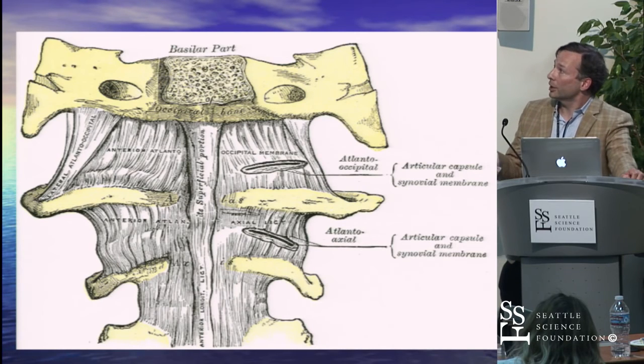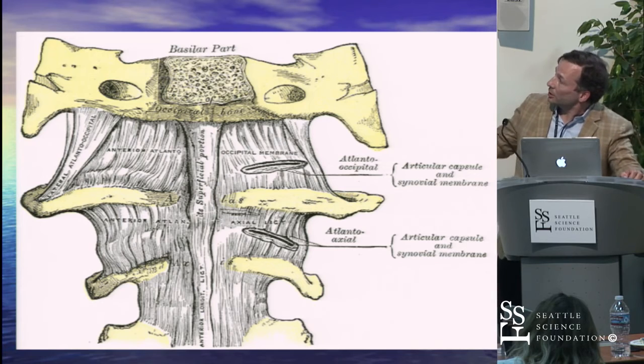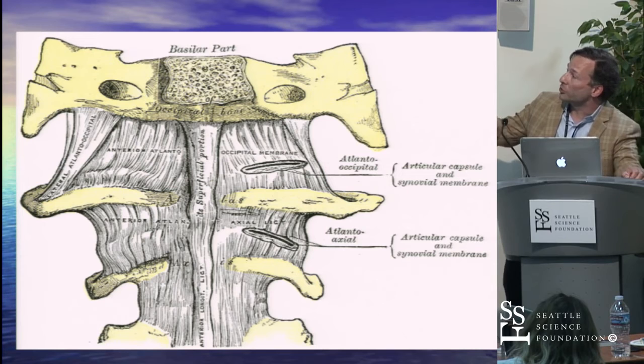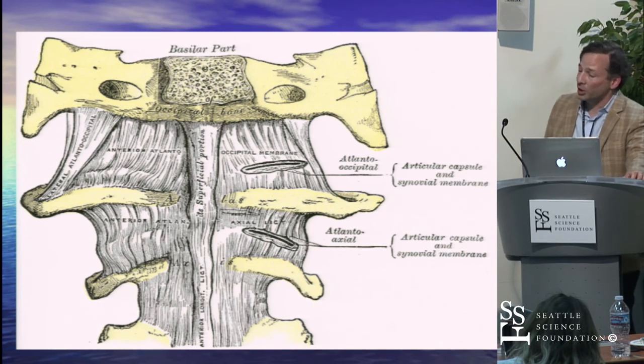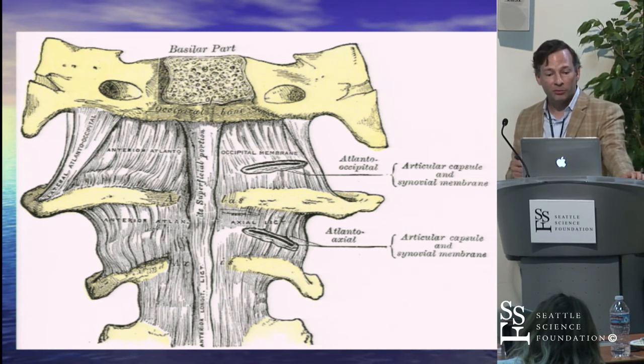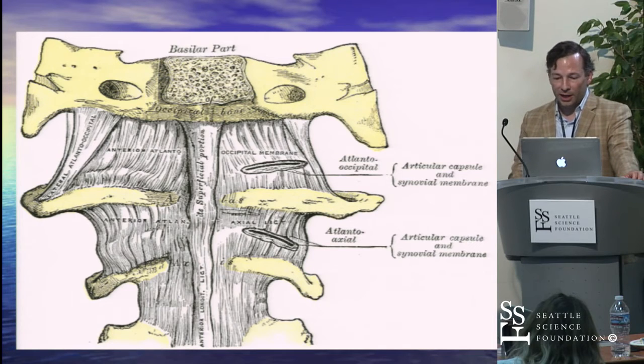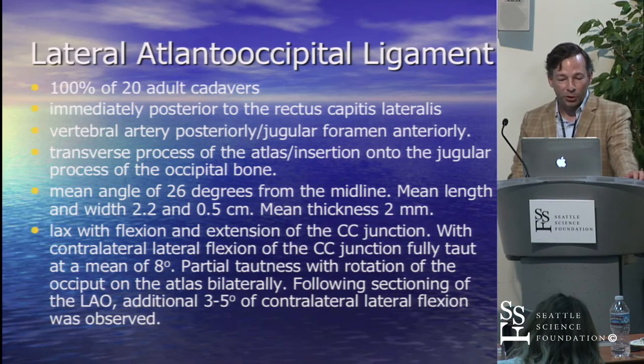Lateral atlanto-occipital ligament that we see here, running from the jugular process of the occipital bone out to the transverse process of C1, is a good landmark for the jugular foramen for anterior approaches. And a study performed by our group showed that the relationship between it and the vertebral artery is intimate and puts the vertebral artery in danger if you're in this region. It has about a mean angle of 26 degrees off of the midline, and it's lax with flexion.